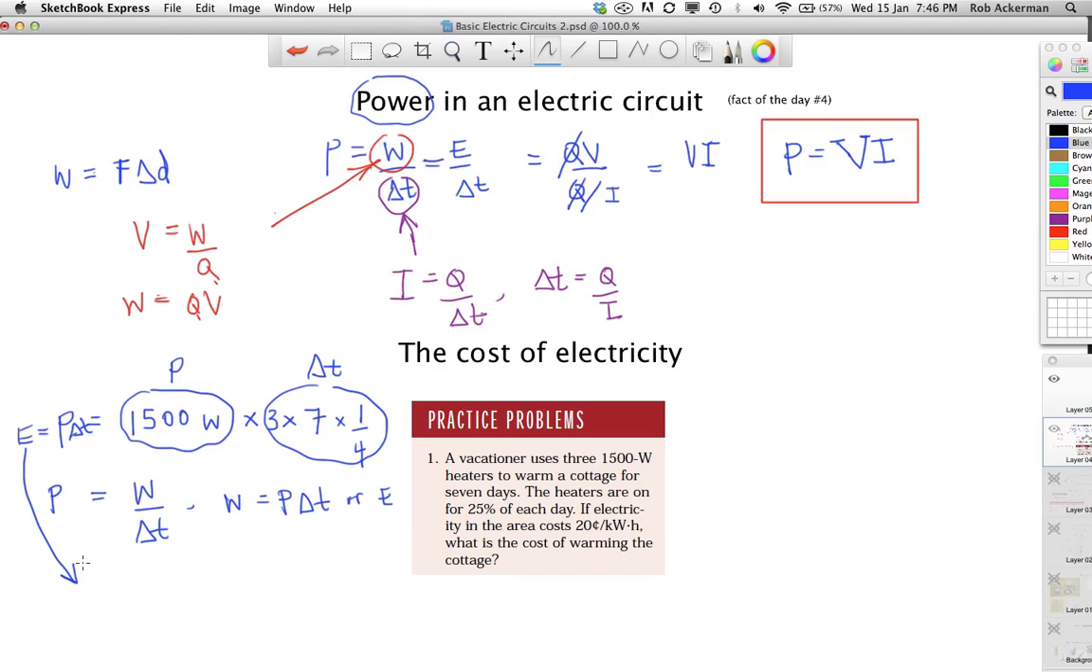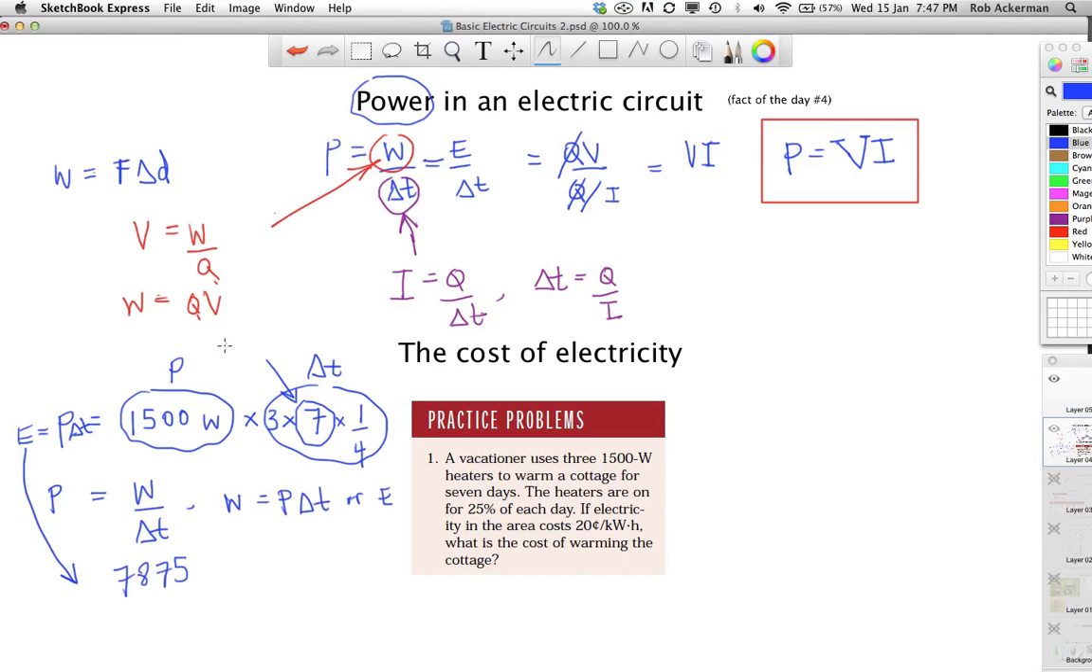Now let's calculate that. We've got 1,500 watts times 3 heaters, 3 of those 1,500 watt heaters, times 7 days, but only operating for a quarter day. So I get 1,500 times 3 times 7, and times a quarter, and that gives me 7,875. However, is this the right answer for the energy used? I hope you caught my mistake that I put in there. This is in days, and I've got to be in seconds, right?